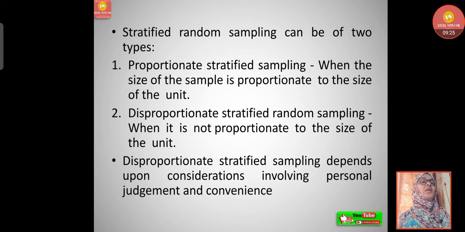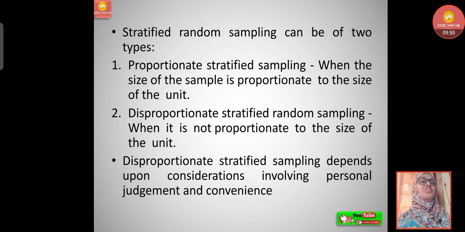Stratified random sampling can be of two types, that is proportionate and disproportionate. Proportionate stratified sampling means when the size of the sample is proportionate to the unit. Whatever unit you have picked up from the whole population, that will be proportionate. Same number again you will not pick from the sample size from that unit.